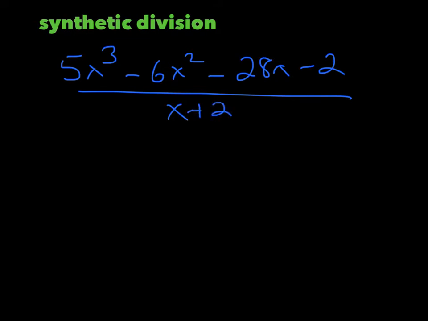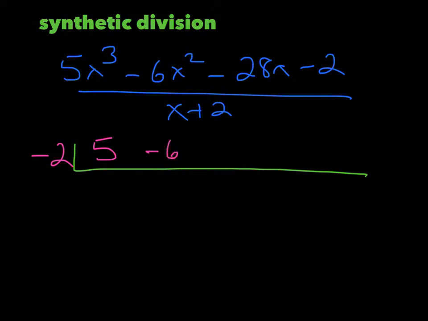The way that I set this up is first going to take the opposite of this guy. What makes this 0? What makes my denominator 0 is negative 2. So I'm going to put a negative 2 out here. And then I'm going to write all my leading coefficients, so 5, negative 6, negative 28, and negative 2.